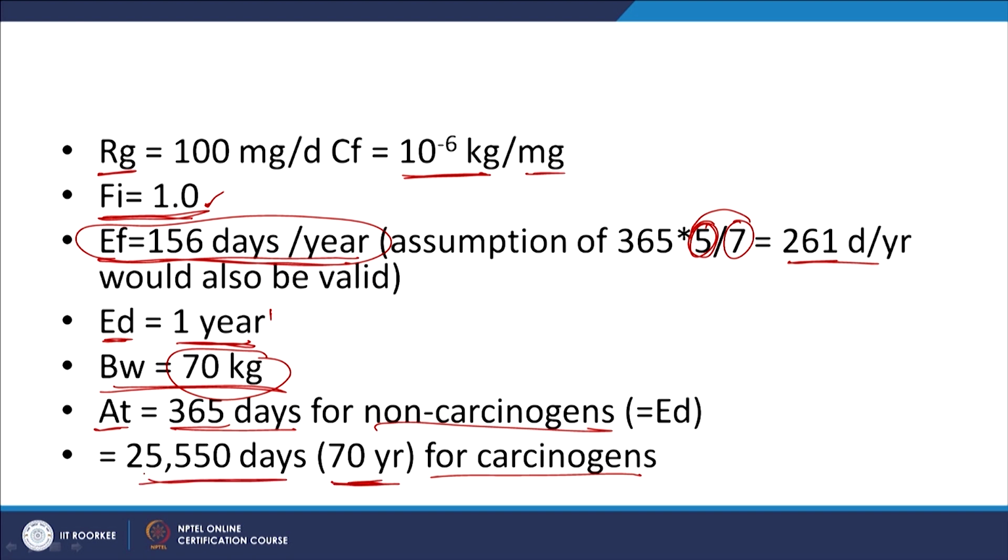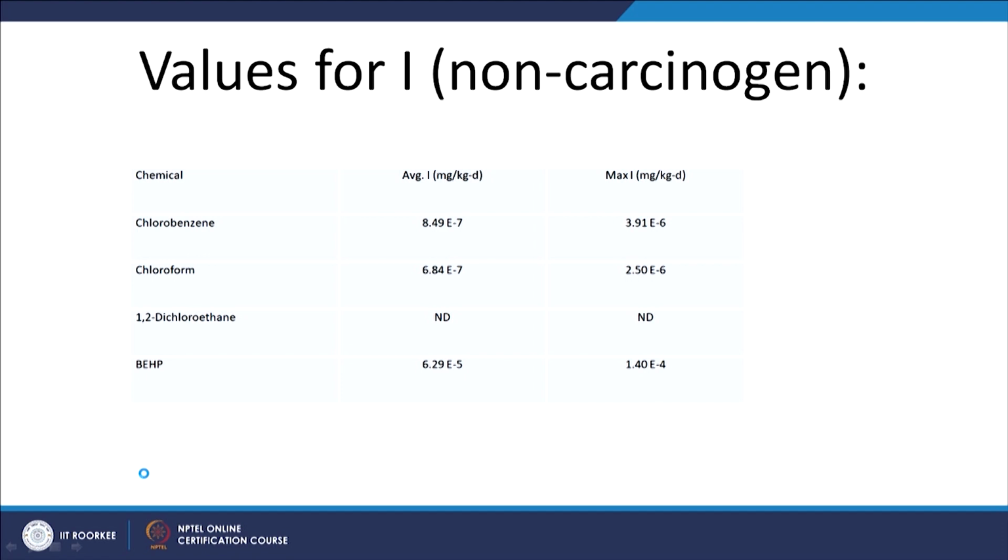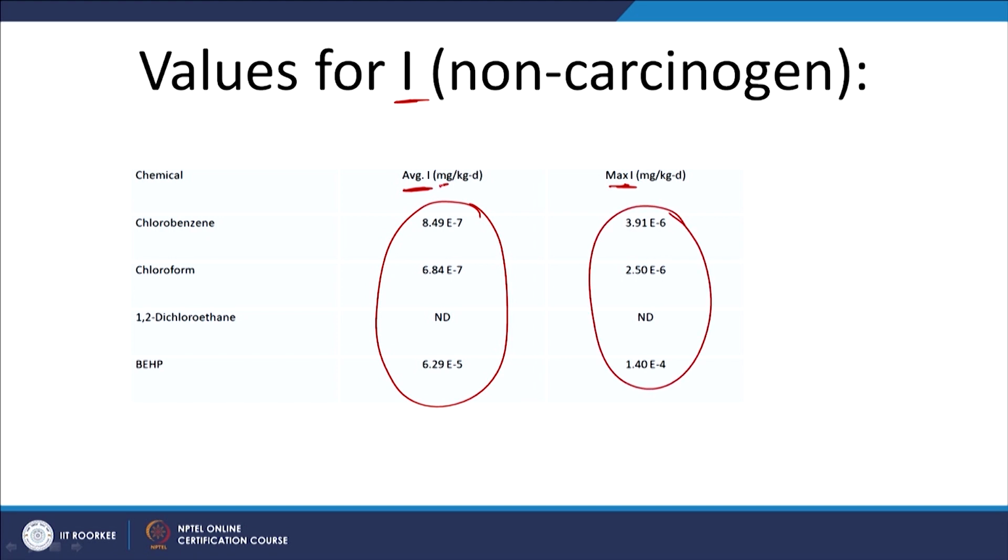So, we have two different values, and I believe we calculate the relevant intakes based on both the average intake or average concentration and the maximum concentration. So, here we have the average intakes and maximum intakes, in milligrams of compound per kg of body weight per day. We have these two aspects and we calculate the intakes.